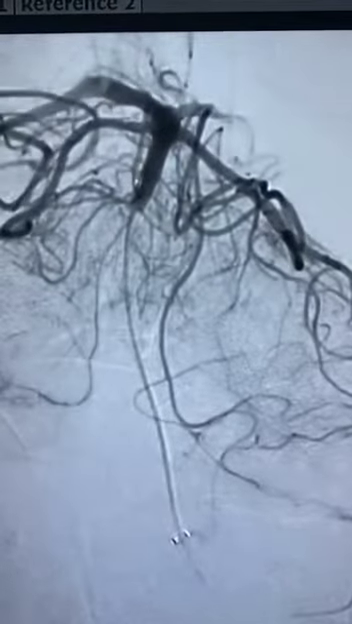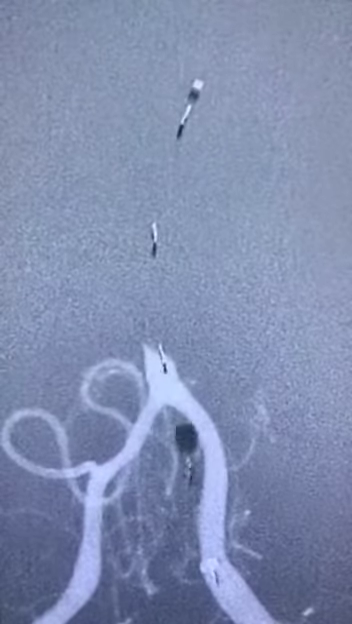The microcatheter is taken across the clot. Microcatheter injection shows patent distal basilar artery. Stent retriever being taken within the microcatheter. Then the aspiration catheter is navigated up to the clot.